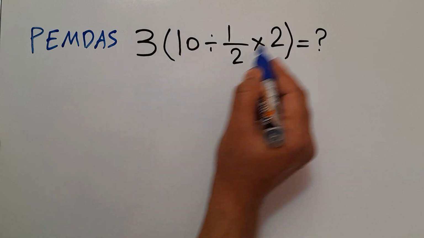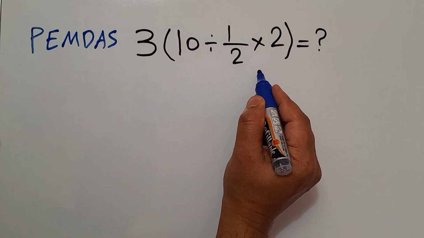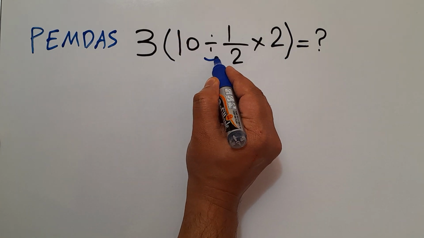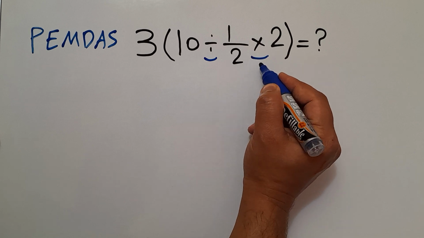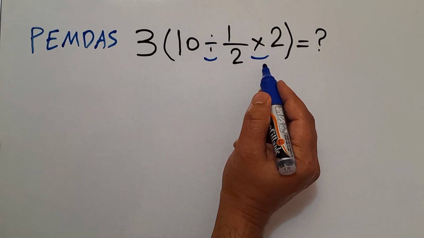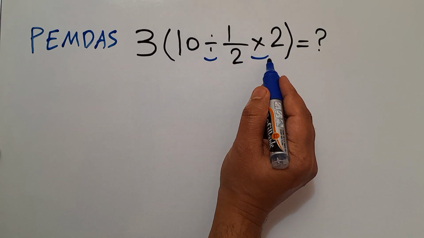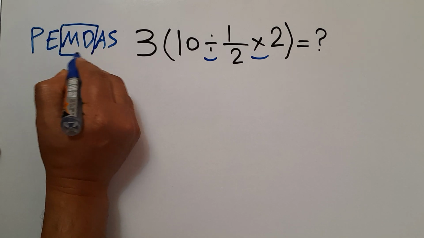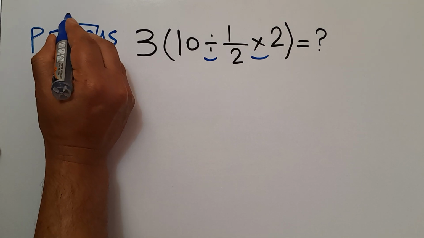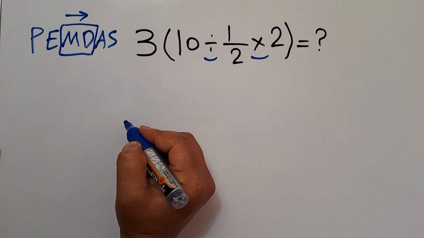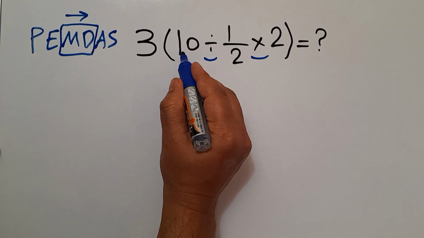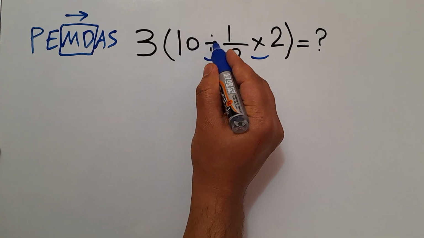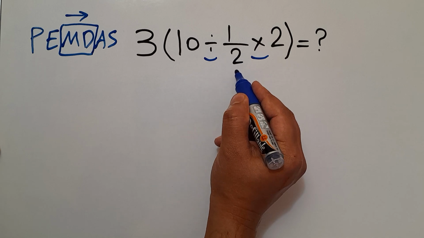Here we have these parentheses, and we have division and multiplication in these parentheses. Remember that multiplication and division have equal priority, and we work from left to right. Here, first we do 10 divided by 1/2.